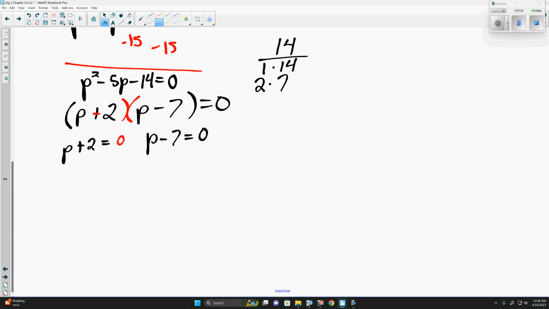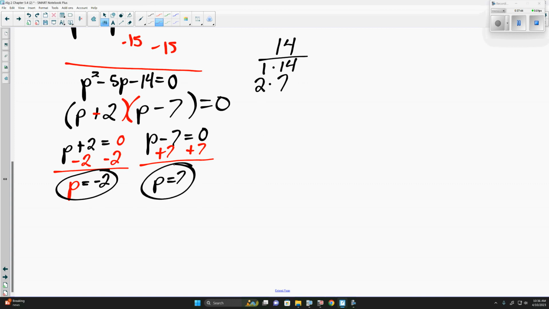Since we have two things multiplied together to equal 0, one of them must be 0. So for our p plus 2, we can subtract 2 from both sides, telling us that p is negative 2. For the other side, we can add 7 to both sides, telling us p is equal to 7.